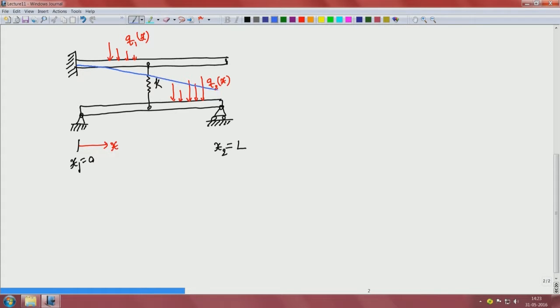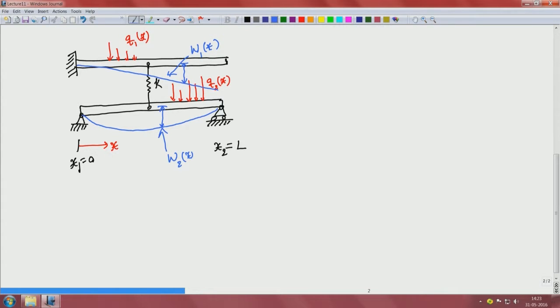Let us say that deforms like that, and this might deform like this, let us say. Now, let us call this function not y. Normally for beams we denote it with w. Let us say this is w1 of x is its deformation, and this deformation is w2 of x, meaning at any point from its neutral plane to the deformed profile, that is w1x, and this one is w2x.